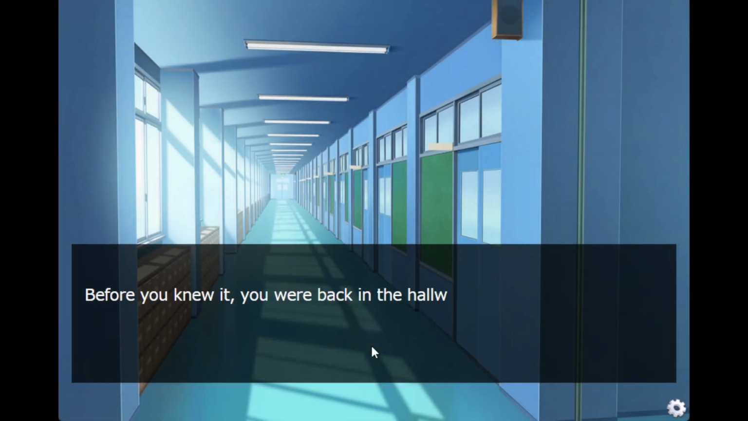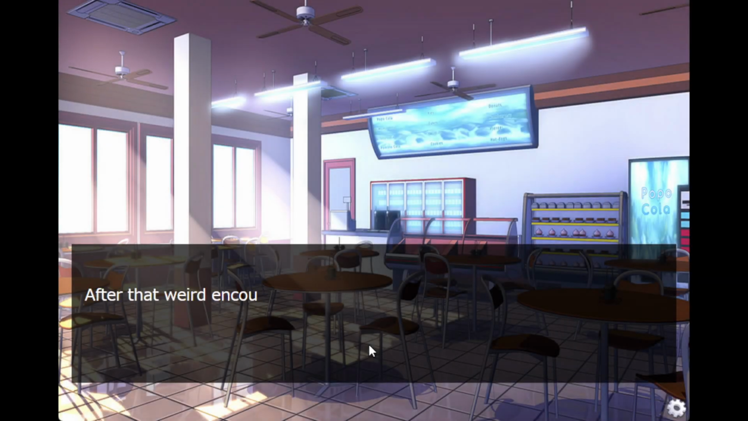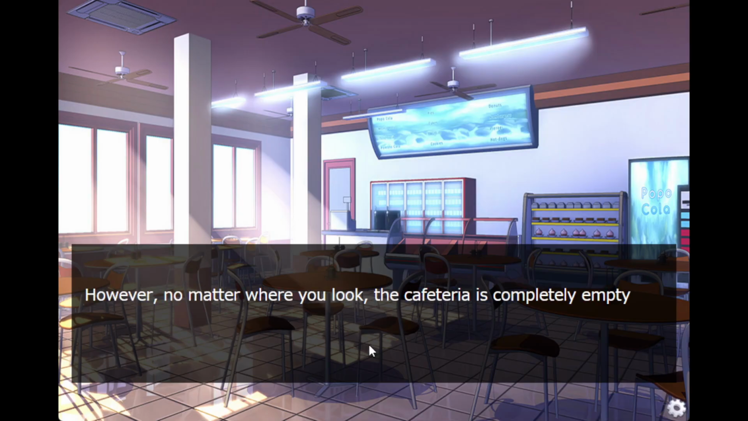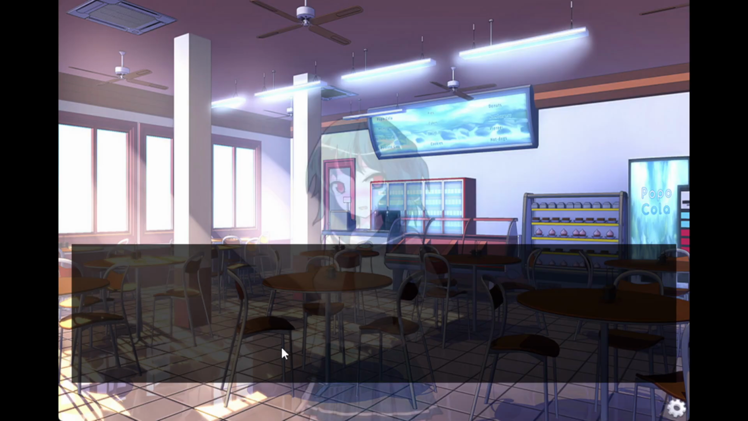Before you knew it, you were back in the hallway. With that weird encounter at the back of your mind, you head towards the cafeteria. You finally arrive at your destination. It's time to stand in line and buy lunch for you and Morale. However, no matter where you look, the cafeteria is completely empty. Not a single student around. This makes no sense. Even though you did show up late to avoid a crowd, it's still lunchtime. The school cafeteria should not be empty right now. You keep looking around in confusion when someone suddenly appears in front of you.